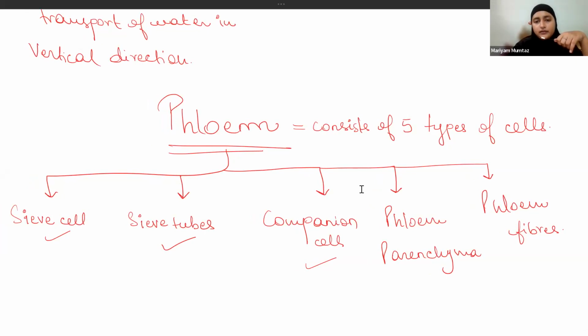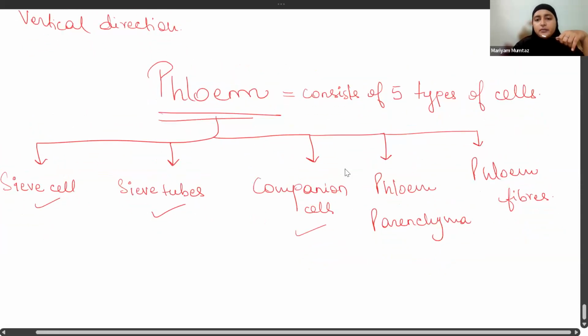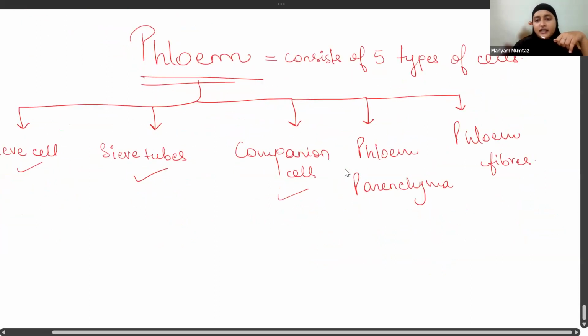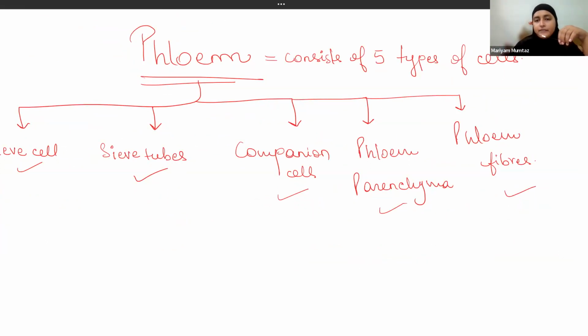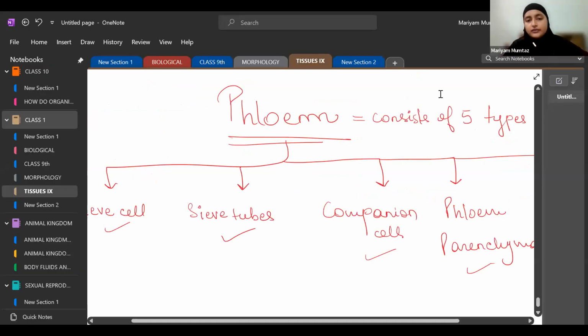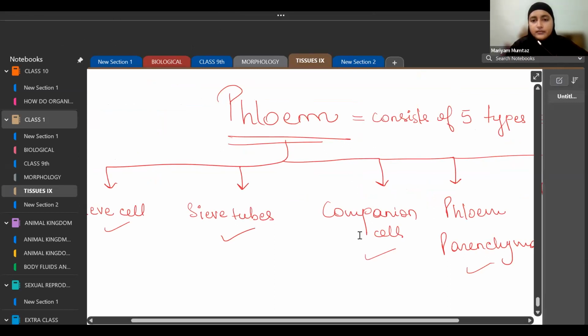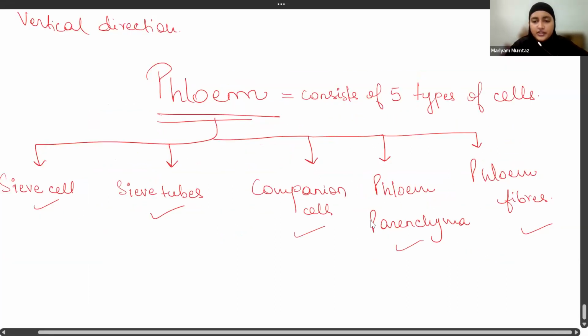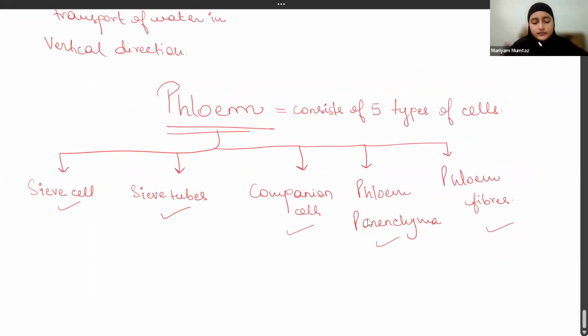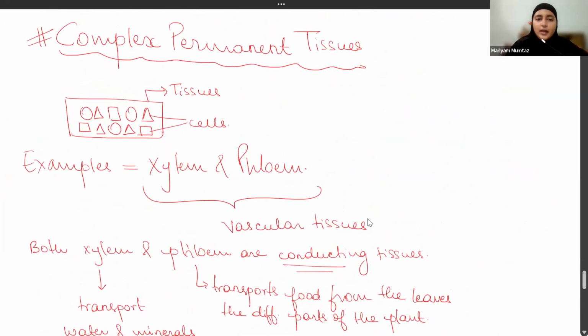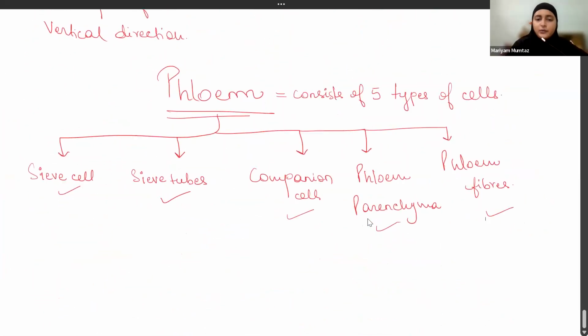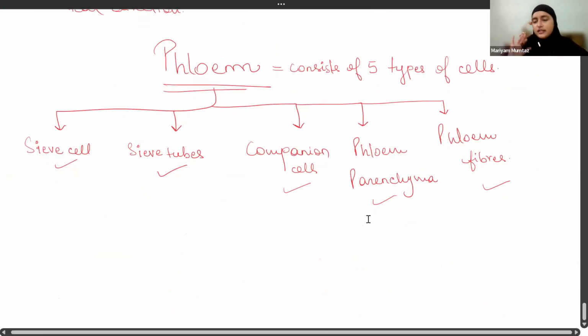So the phloem consists of 5 types of cells, and these are the following 5 types. Now in the next class, we'll discuss each of these. Do you have any doubts up till now? No, ma'am. Okay, so up till now, this whole topic is done. Then we will start discussing the sieve cells in the next class.